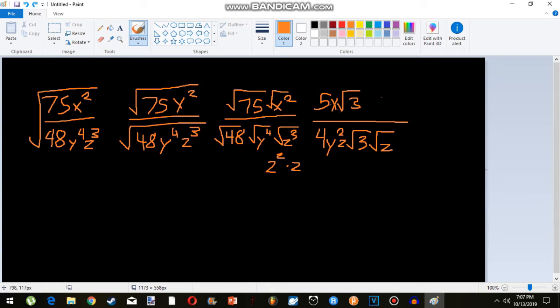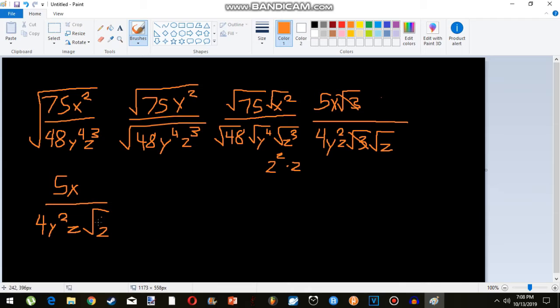Now we're almost done here. As you can see, both top and bottom have the square root of 3, so they cancel each other out. Now we're left with 5x over 4y squared z, square root z.